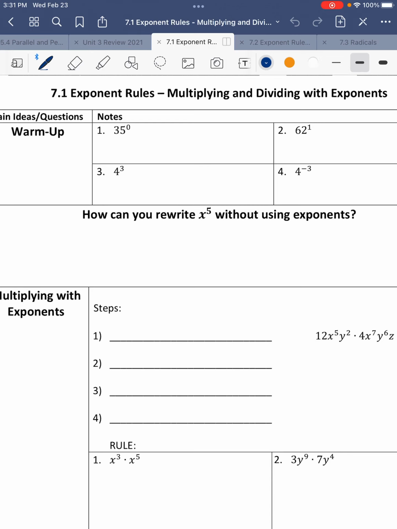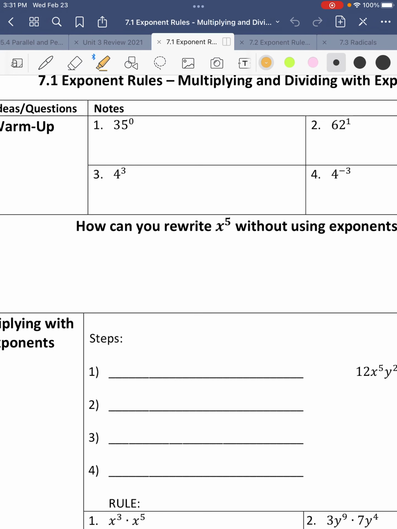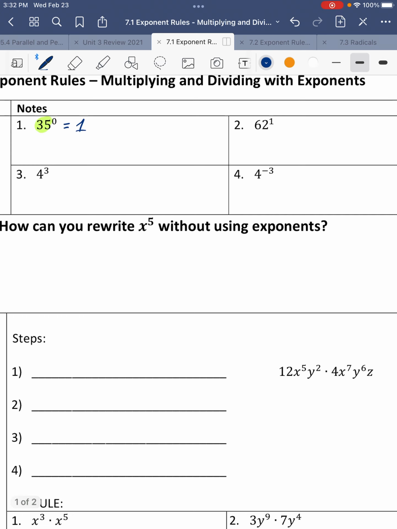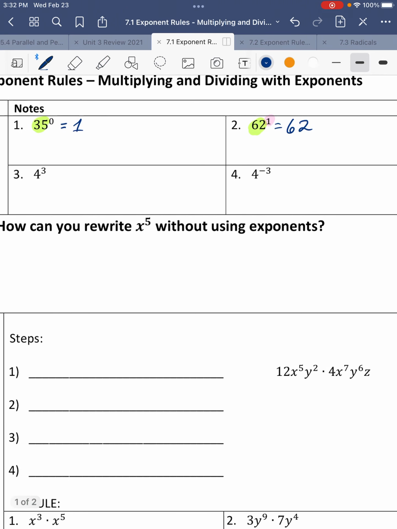So with this warm-up, any base, so when I talk about base, that's the number or the variable that is raised to the power. Anything to the 0 power is 1. We can get into later how that actually works out. Any base to the first power is itself. That means it is multiplied by... it's not multiplied, there's only one of them.